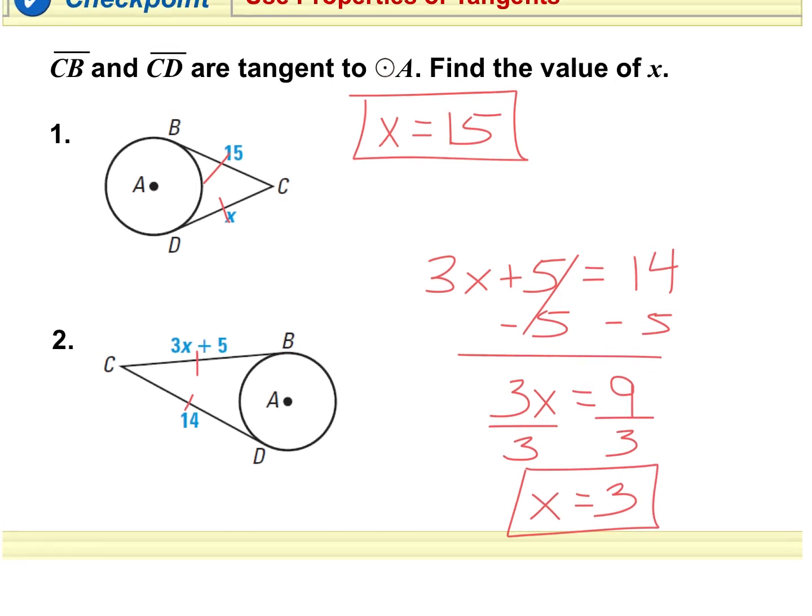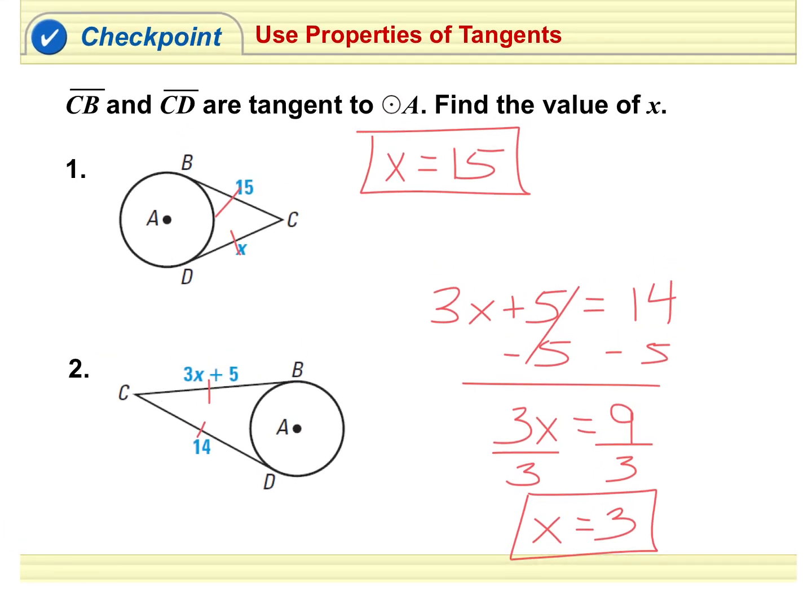Okay, take your time solving those. Go through all those steps. Okay? Questions about the Pythagorean theorem or properties of tangent lines? Okay.